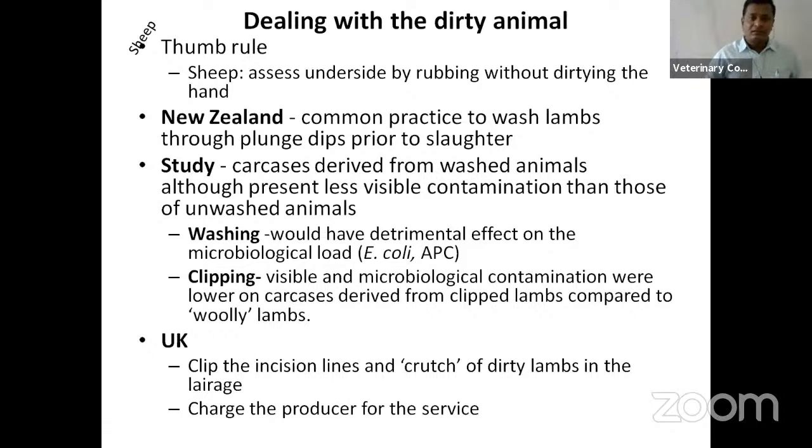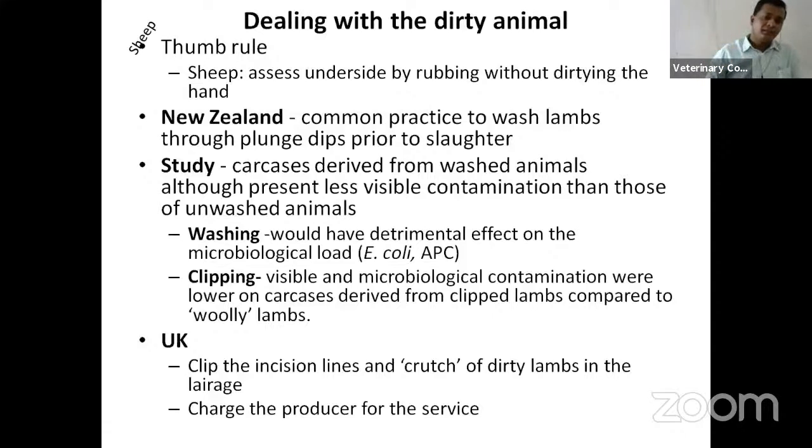The thumb rule is, using your hand, the veterinarian with his or her hand has to pass or rub through the underside or ventral region, the abdomen, the lower portion from sternum to the back. Okay, so you just rub your hands. You will come to know if at all the animal is dirty, the dirt gets adhered to the hands. So by doing this simple testing, you'll come to know whether the animal is dirty or clean.